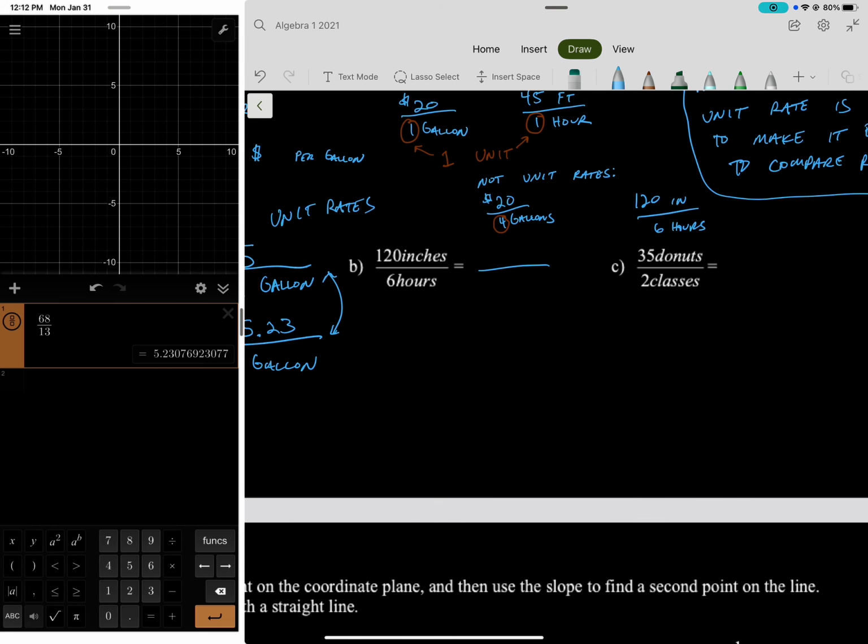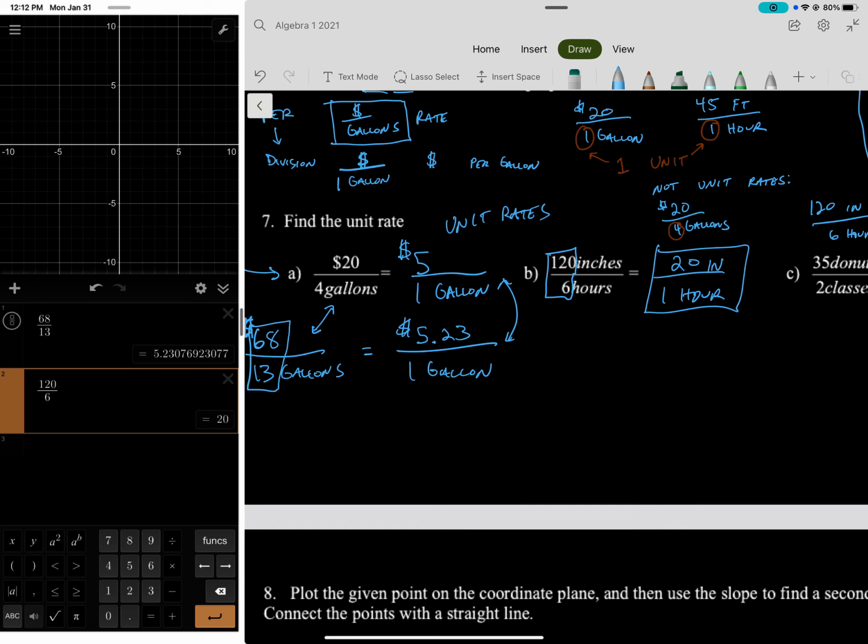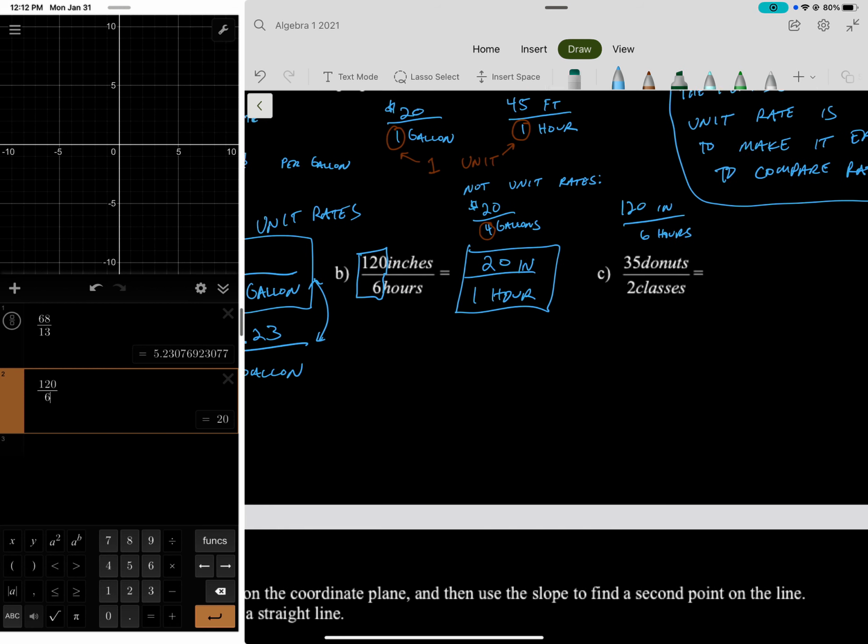All right, let's convert this one here into a unit rate. If it's a unit rate, I know it's going to be per 1 hour, and then I just have to do however many inches. So how do I get the inches on top? I actually do the division, the 120 divided by 6. I get 20, so that'll be 20 inches per hour.